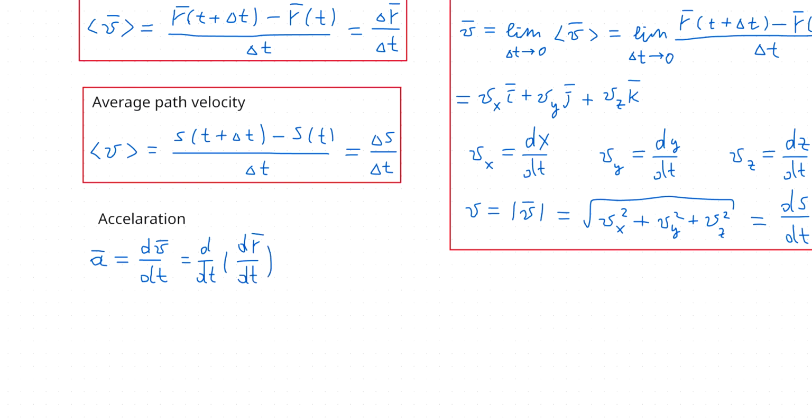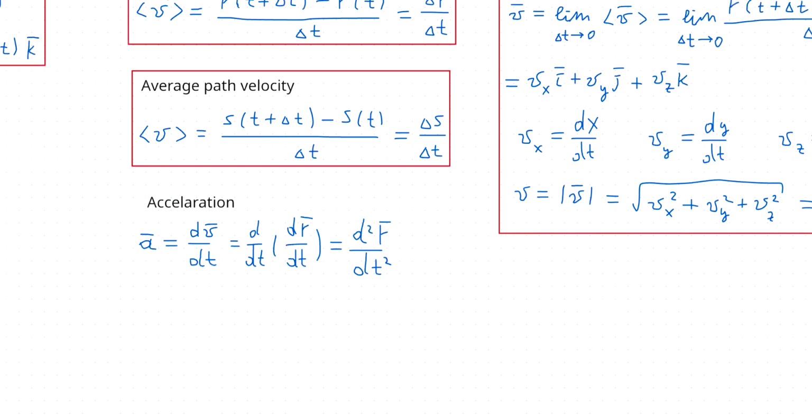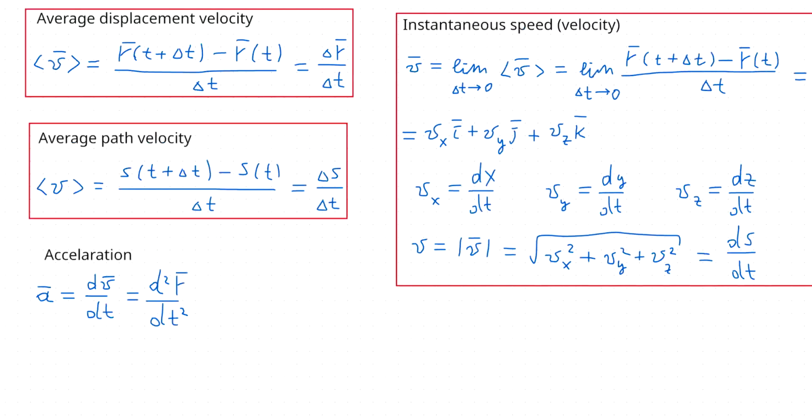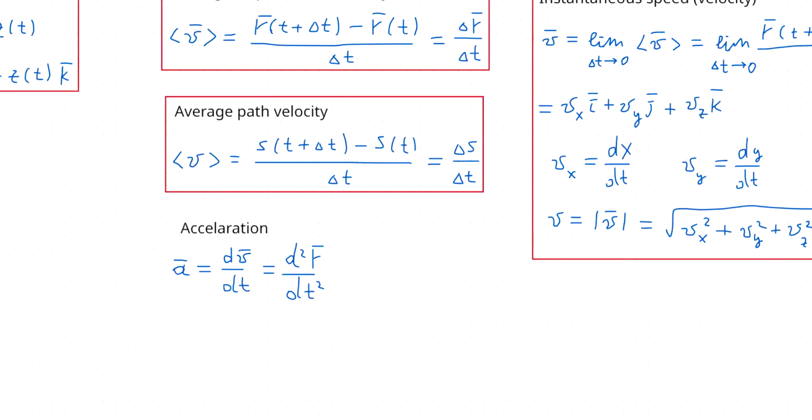And the first derivative of velocity is the same as the second derivative of the radius vector. It can be written in this way. Well, this is acceleration. The definition of acceleration is necessary to learn the second Newton's law of motion, because this law contains acceleration, so the definition of acceleration is necessary for understanding the second Newton's law of motion.